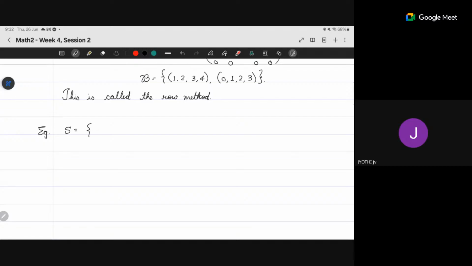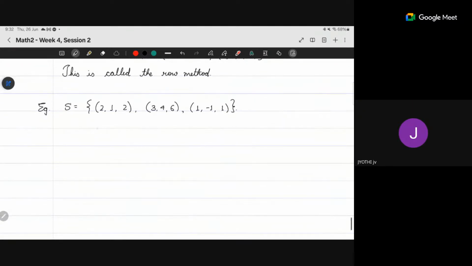Let's take this. 2, 1, 2, 3, 4, 6, and 1 minus 1, 1. So what's the dimension of this? Can you just say? I don't think you can. I don't even know. So let me do the proper method.